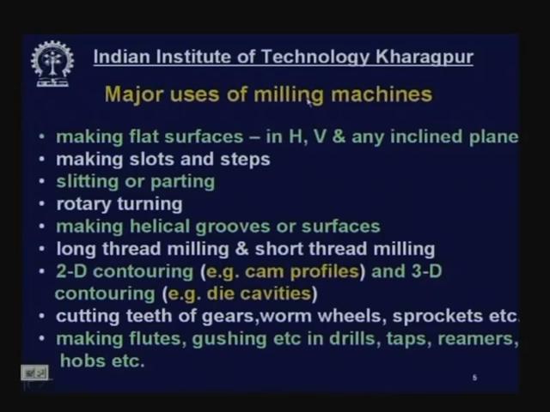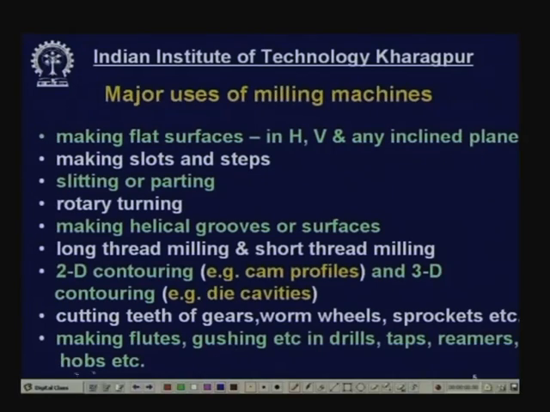Now, the major uses of milling machines: making flat surfaces in the horizontal plane, in the vertical plane, in any inclined plane. Then making slots and steps. Now, what does it mean? Say, slots: this is a surface and you make a slot. So, this is called a slot. And then a step. What is a step? There is a surface, now you make one protruded step. So, this kind of surface can be produced by milling.